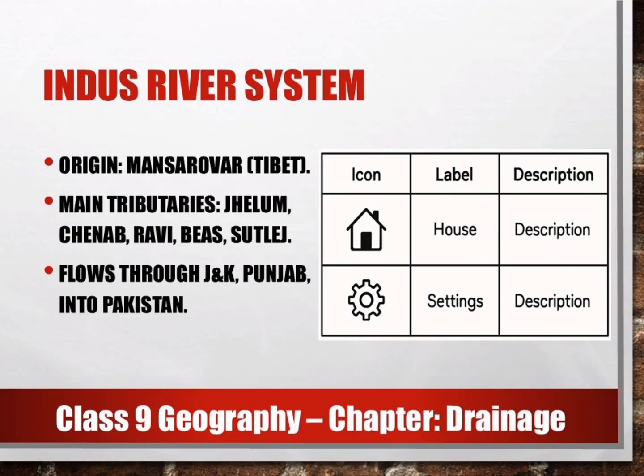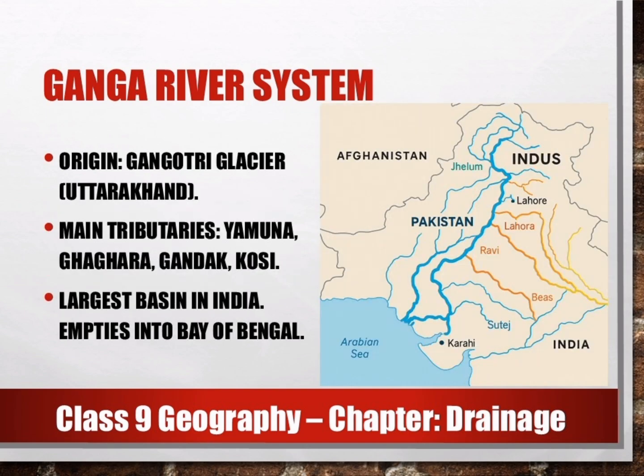Now we are going to discuss the Ganga River. The Ganga is the most sacred river in India. It starts from the Gangotri Glacier in the Himalayas in Uttarakhand. From there, it flows through the plains of northern India, passing cities like Haridwar, Kanpur, Varanasi, Patna, and Kolkata. It finally empties into the Bay of Bengal. Major tributaries like Yamuna, Ghaghara, Gandak, and Kosi join it along the way. The Ganga provides water for millions of people and supports agriculture, transportation, and religion.